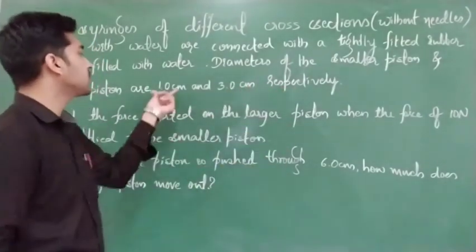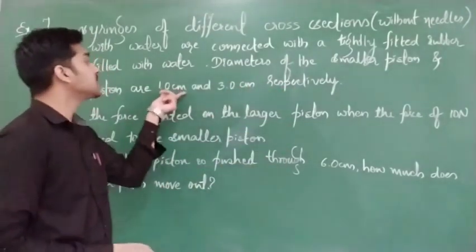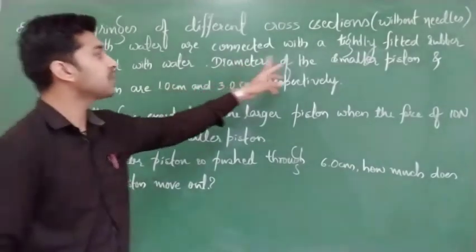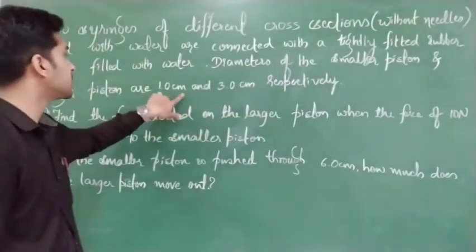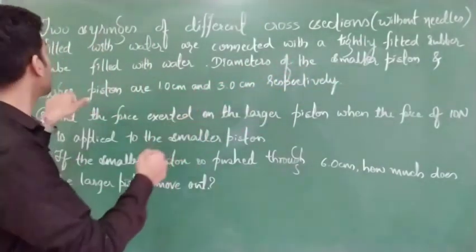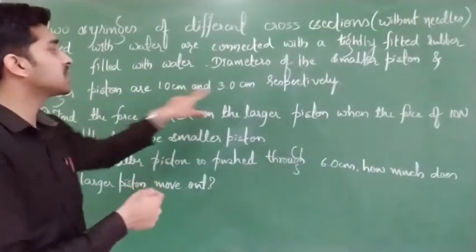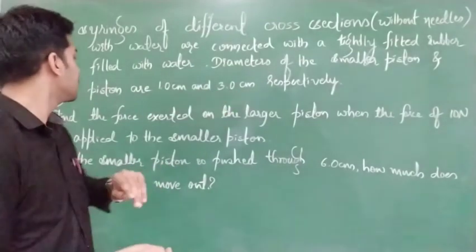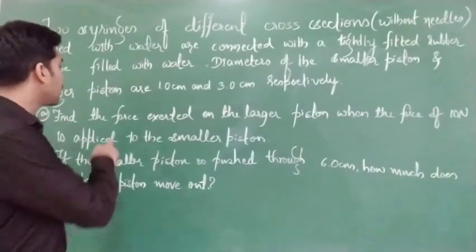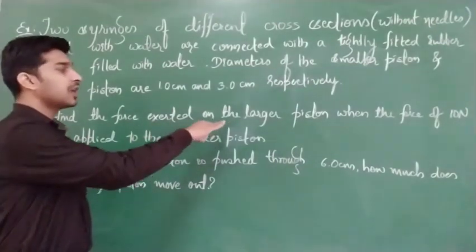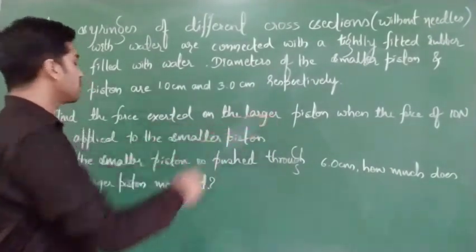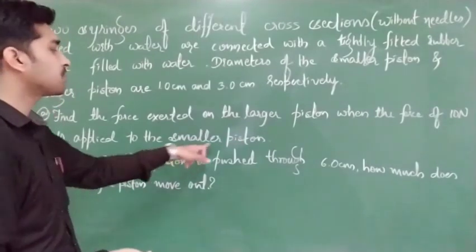That means this 1 centimeter is the diameter of the smaller piston, and the diameter of the larger piston is 3 centimeter. Next they are asking: find the force exerted on the larger piston when a force of 10 Newton is applied to the smaller piston.